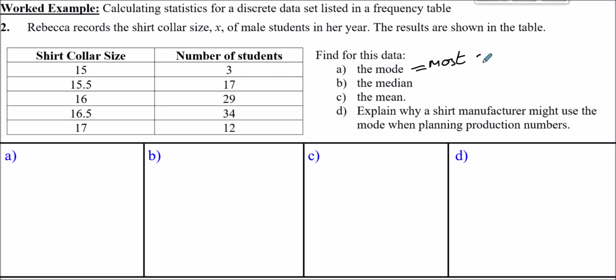This one is, for my money, the easiest thing to do. Most common value is going to be the one with the greatest frequency. So 3 is probably the least popular. 34, this one here, is the most popular shirt size. 34 students had a shirt size of 16.5, which is more than any other group. So for that reason, the mode is 16.5.